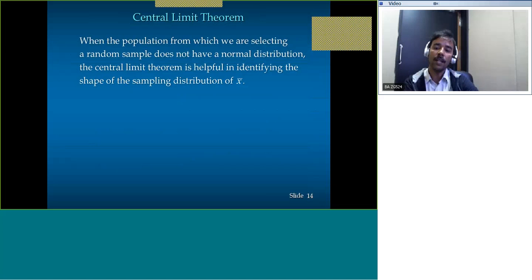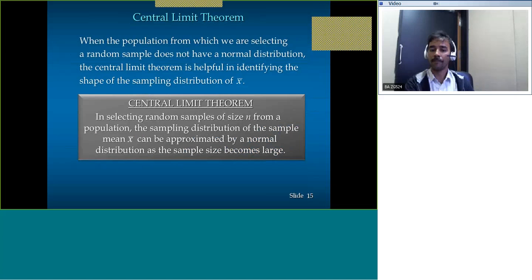So now tell me, do you have any queries in these two concepts? Yeah? Any queries regarding the central limit theorem?